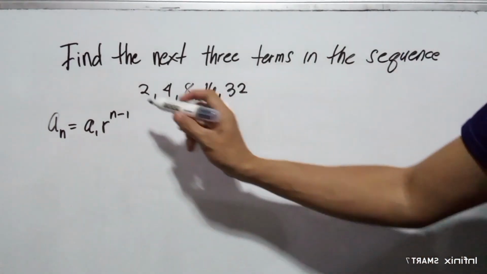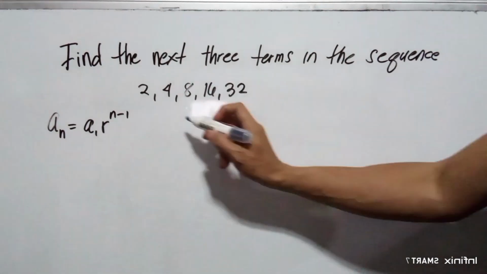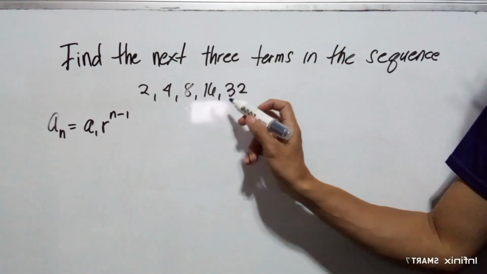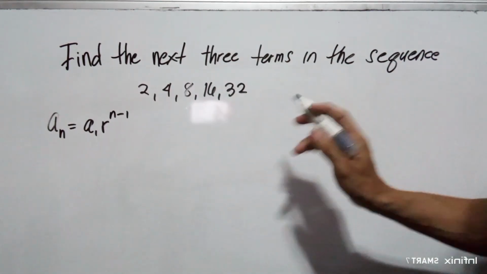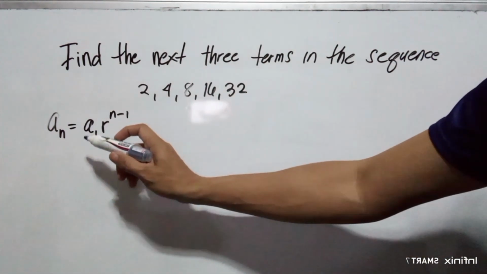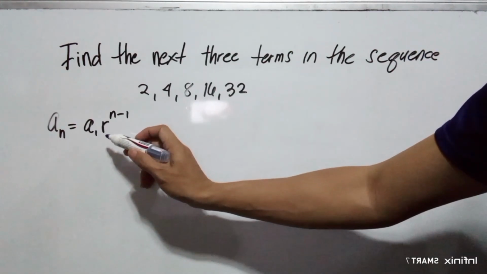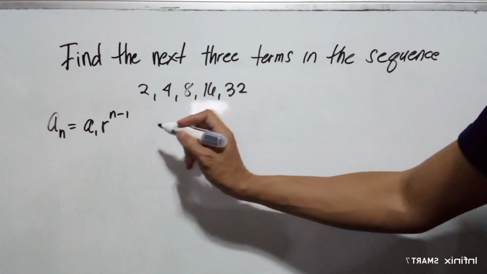Okay, we will solve this one. Find the next three terms in the sequence 2, 4, 8, 16, and 32. So, hanapin natin yung next three terms. Okay, so we will use this formula: a sub n equals a sub 1 times r raised to the power of n minus 1.